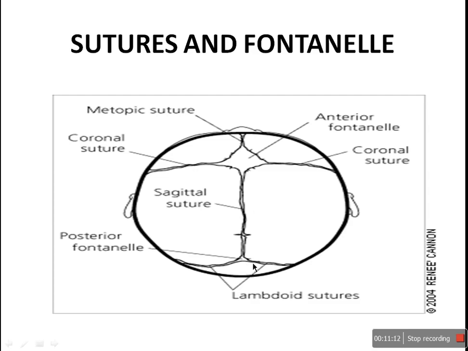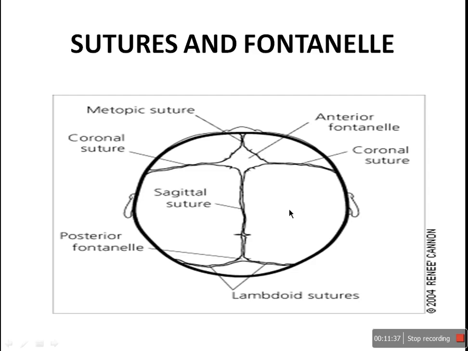Lambdoid suture means, what is this? This is the occipital bone. Between the occipital bone and the two parietal bones, you can see one suture. This is called the lambdoid suture. This is called the sagittal suture. This is called the coronal suture. This is called the frontal suture.